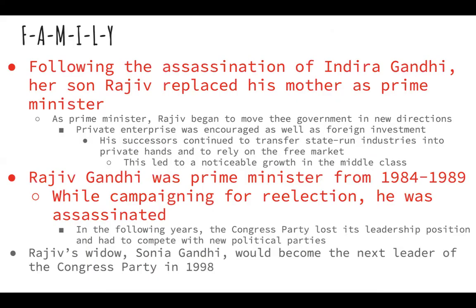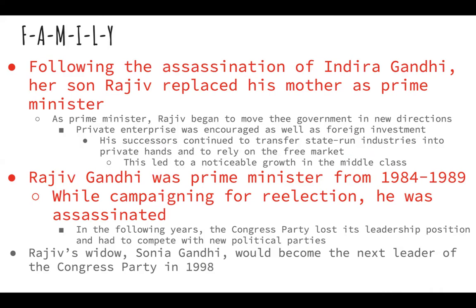All right, family. So, following the assassination of Indira Gandhi, her son Rajiv replaced his mother as prime minister. As prime minister, Rajiv began to move the government in new directions. Private enterprise was encouraged as well as foreign investment. His successors continued to transfer state run industries into private hands to rely on the free market. And this led to a noticeable growth in the middle class.